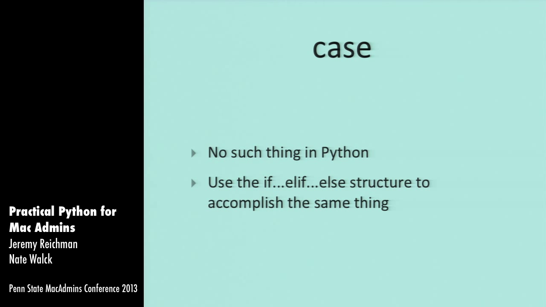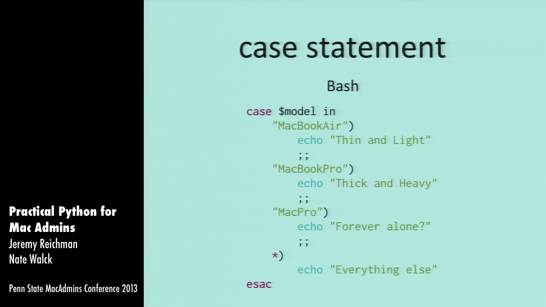Case, there's no real case statement in Python as such, you know, there is in Bash. Instead, you use the if, elif, else structure to accomplish the same thing. So let's see what it looks like in Bash. In Bash, it says, all right, so we have a variable model. We're looking for MacBook Air, MacBook Pro, Mac Pro, or something else. And that's the catch-all, the asterisk at the end. And then it's just case backwards.